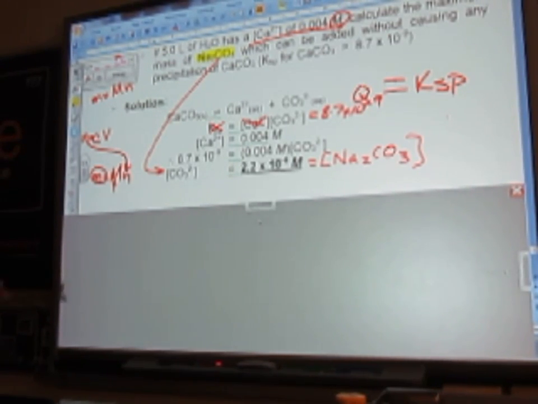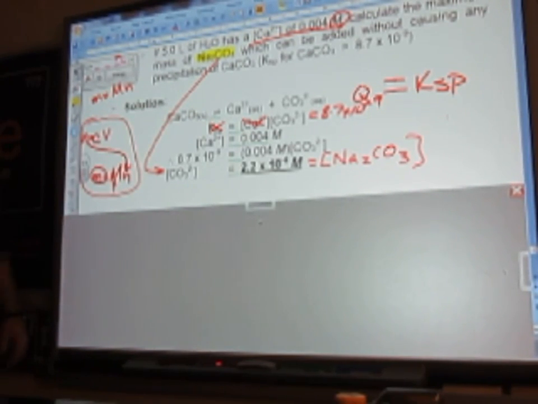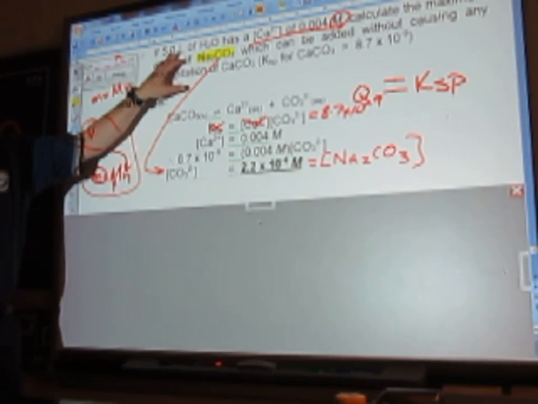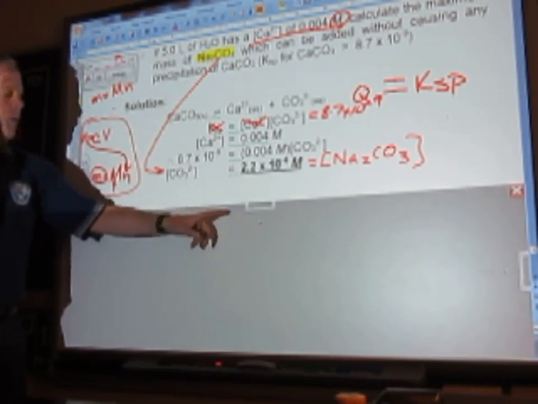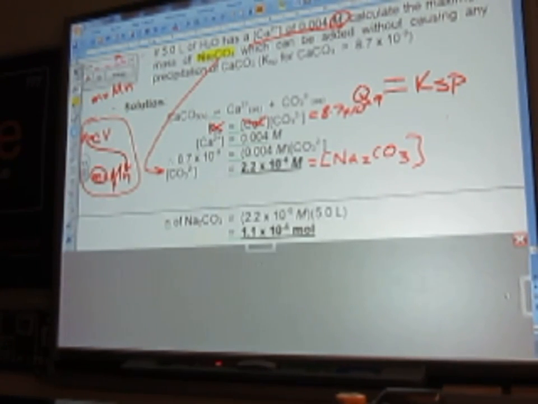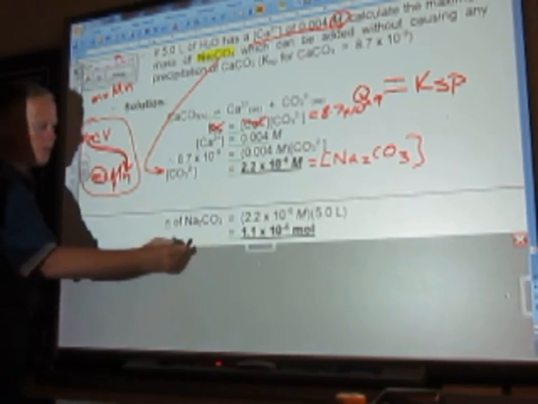Well now, based on everything I've learned in grade 11, if I know the concentration and I know the volume, I can find the number of moles. Once I know the number of moles, I can use it to find the mass because I also know the molar mass.